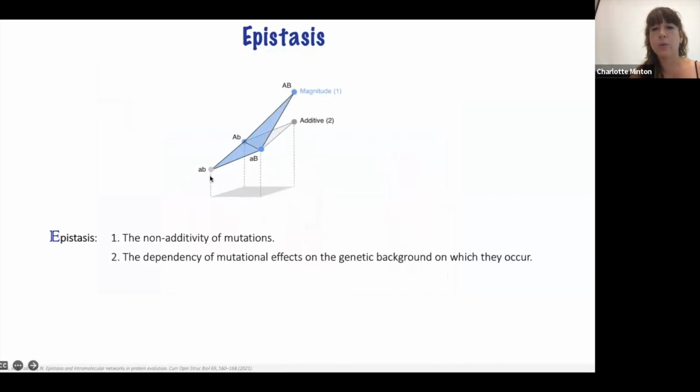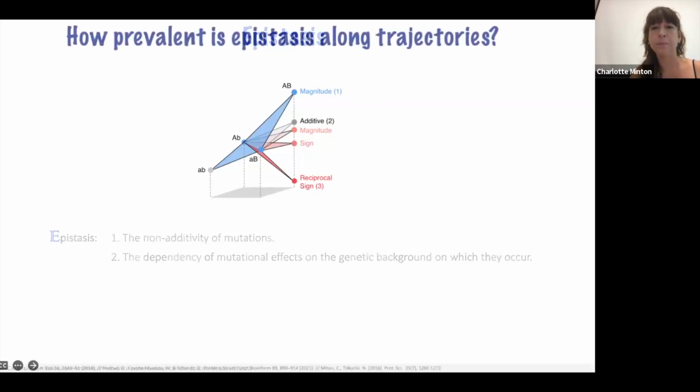For example, you can have magnitude epistasis. That means that two mutations will have a greater effect when they are combined than individually. However, you can also have a diminished effect, which is a little bit below additive. Sign epistasis is when one will be negative and the other positive. And reciprocal sign epistasis is one of the hardest things for prediction, because two positive mutations can lead to a deleterious effect when they are combined.